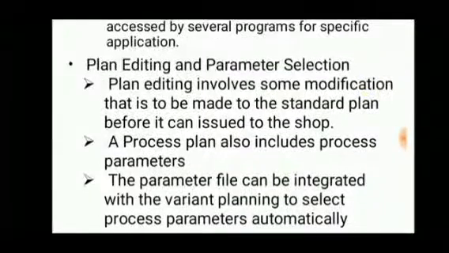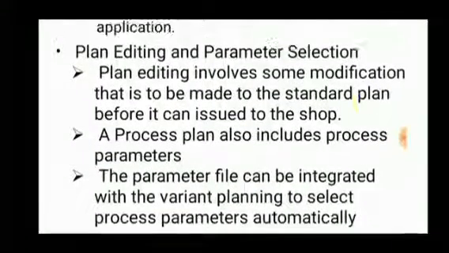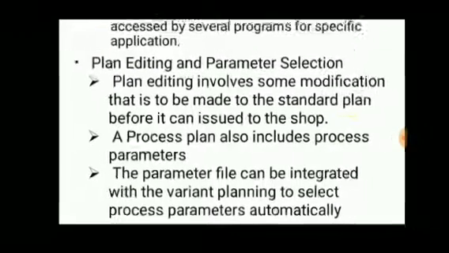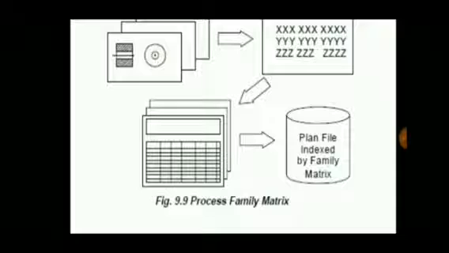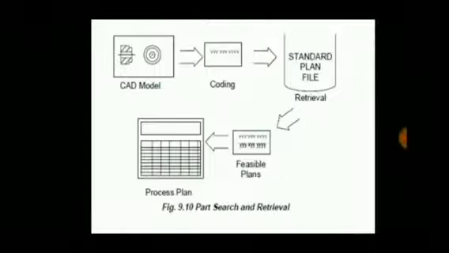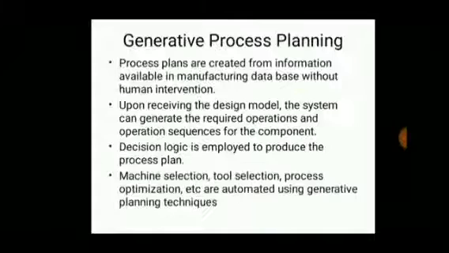A process plan also includes process parameters, and the parameter file can be integrated with the variant planning to select process parameters automatically. Then the plan files or the process plan sheets are coded and finally placed in the system and stored in a file for retrieval purposes. With the CAD model, coded standard plan file, and retrieval by use of a computer, a process plan can be retrieved.